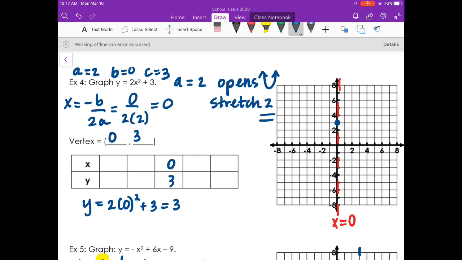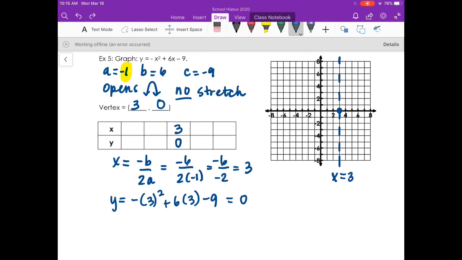After finding the axis of symmetry and the vertex for example 4, we'll go to the right 1 and up 2 because this has a stretch by 2. We'll reflect this to the other side. The next point would be 8 units above the vertex, which does not fit on the graph. So as I'm completing the table, I'll name the points 1, 5 and 2, 11, which is 8 units above the vertex.